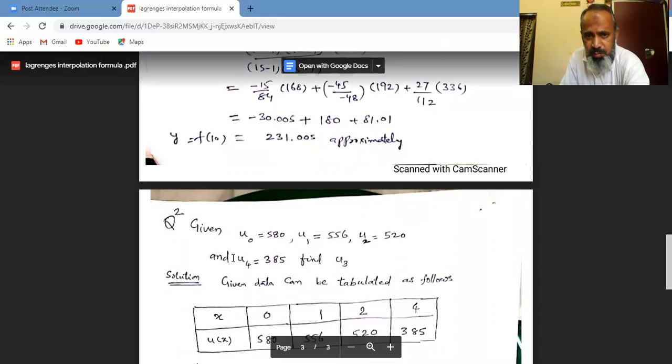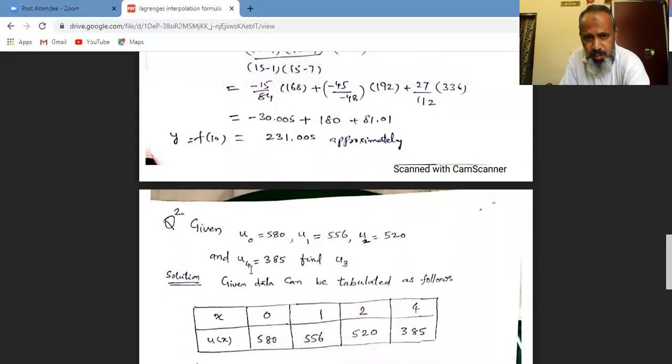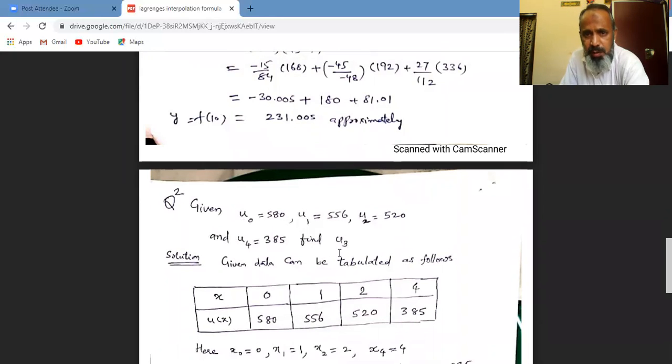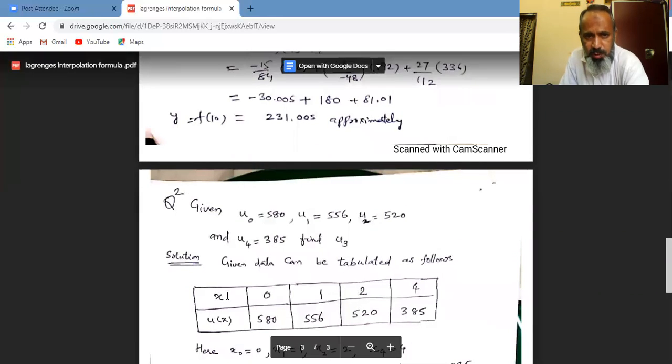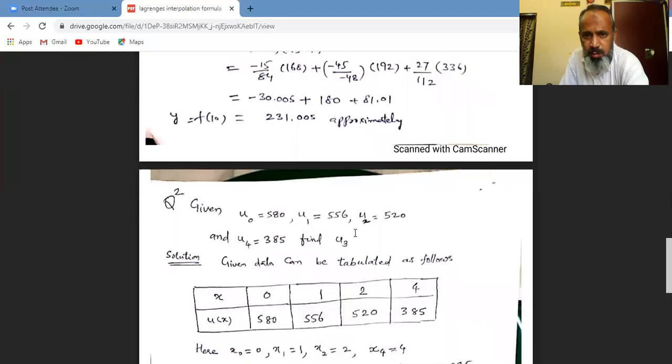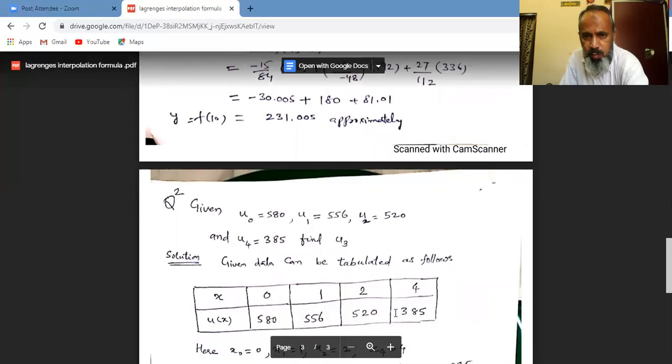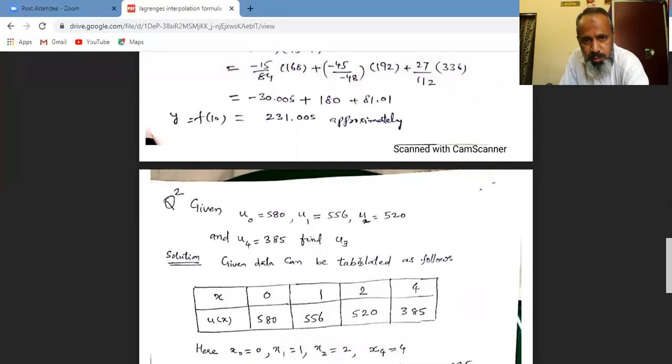Corresponding values, instead of y, it is given, and u4 is 385, find u3. So the given data can be tabulated as, suppose this is x: 0, 1, 2 and 4. We have to determine u3. 3 is not given, so 3 lies in between 2 and 4. So we can determine the value of the function at x is equal to 3.